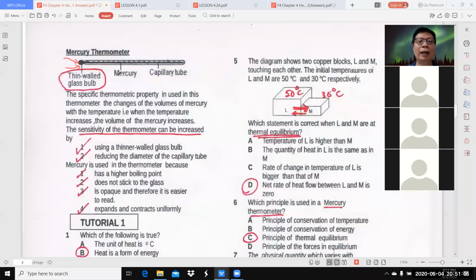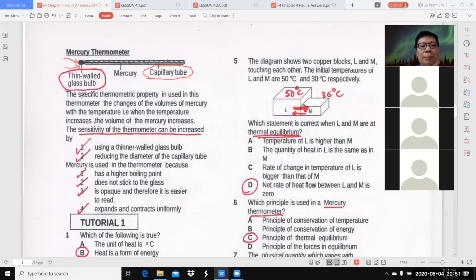Understand? And this is the mercury capillary tube here. This capillary tube must be narrow. It cannot be so big, it must be narrow. Narrow means the mercury can expand faster. It can go up faster, isn't it? When the tube is narrow, it can expand faster. This also makes the thermometer more sensitive. It can respond faster.